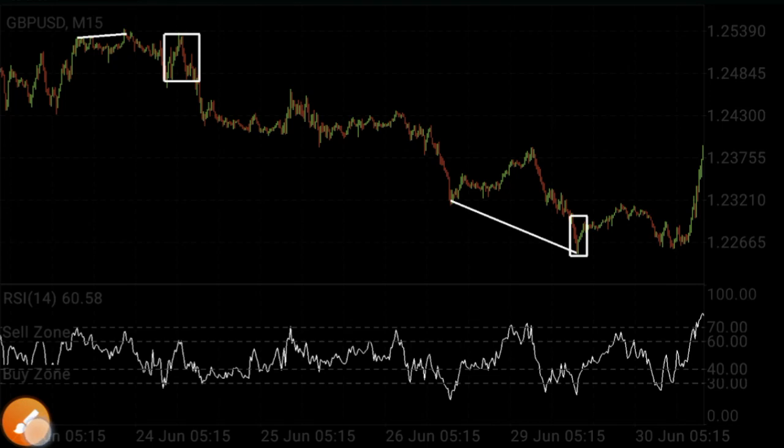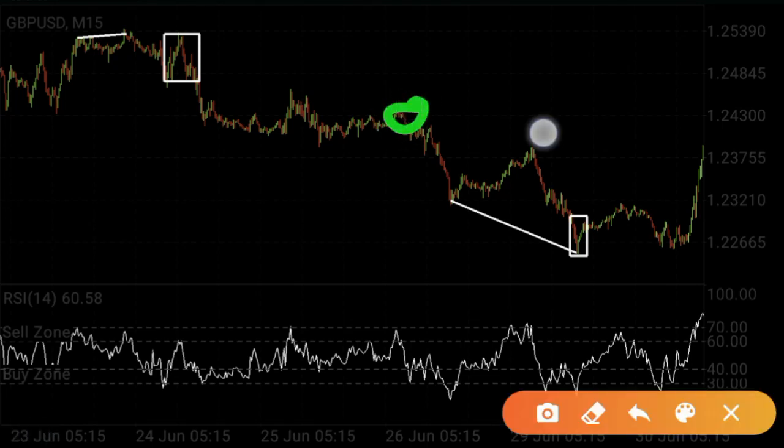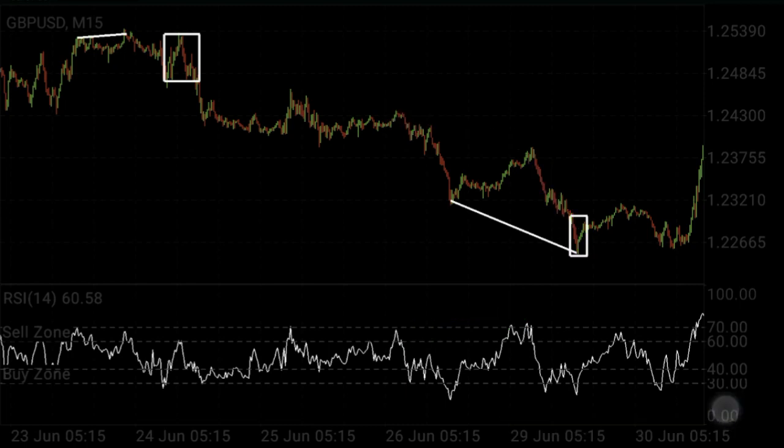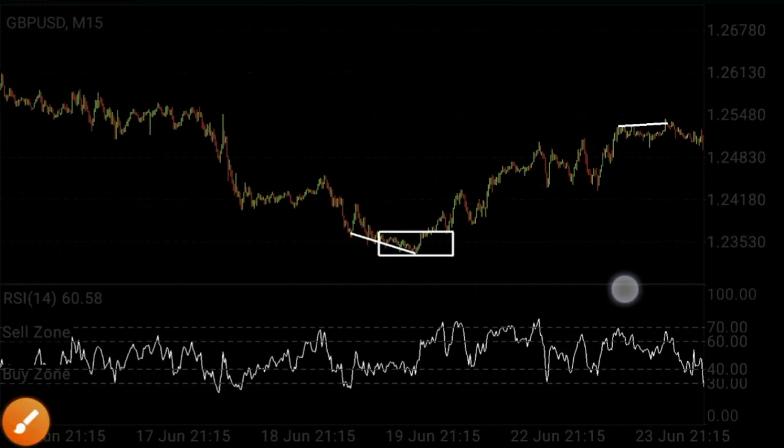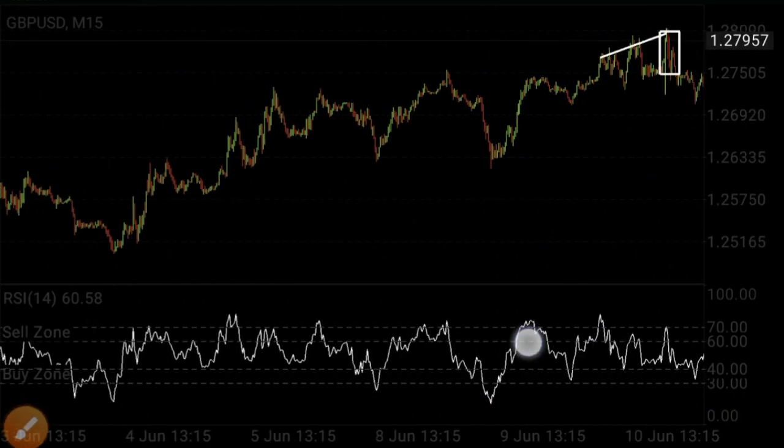So let's get on a bearish trend. You can see the high points here are moving lower, and on the RSI the low points are moving higher. That is a hidden bearish divergence, and you can see the market then dropped. You can check on maybe some other place on a bullish trend.